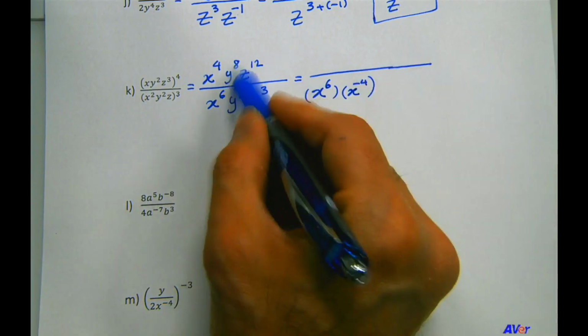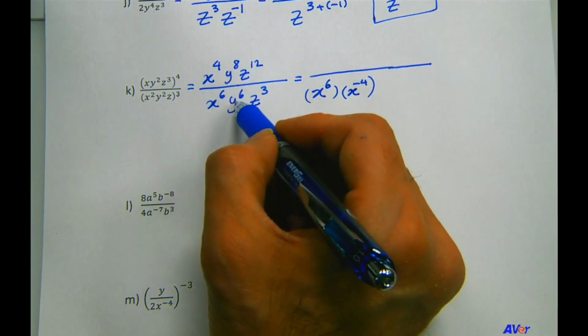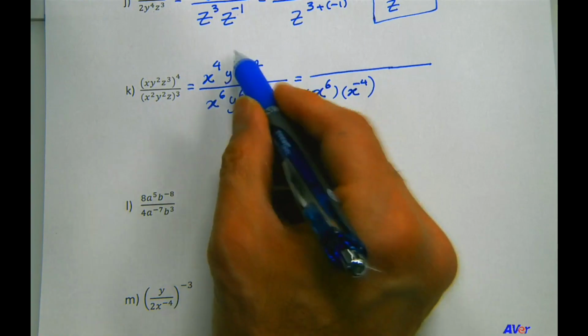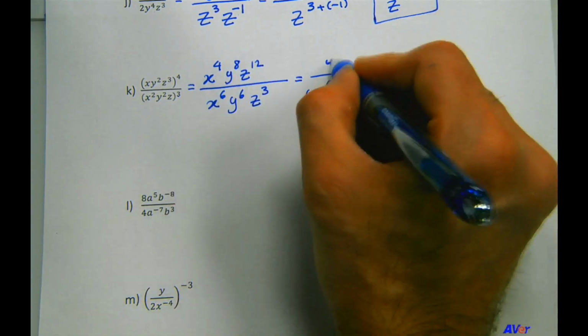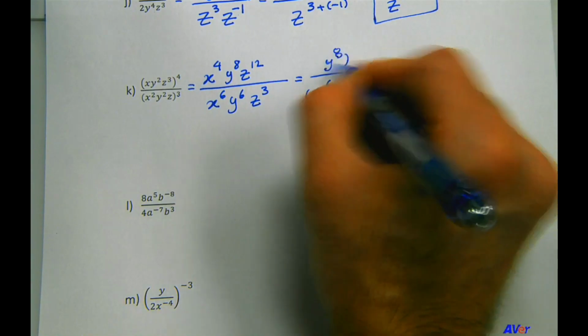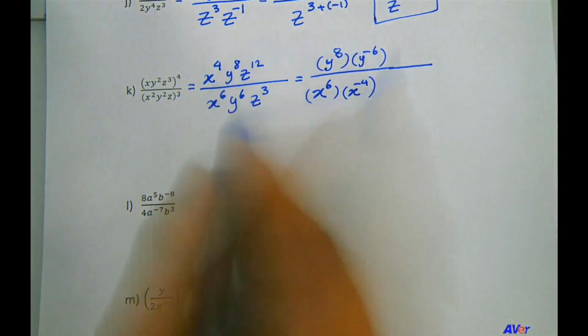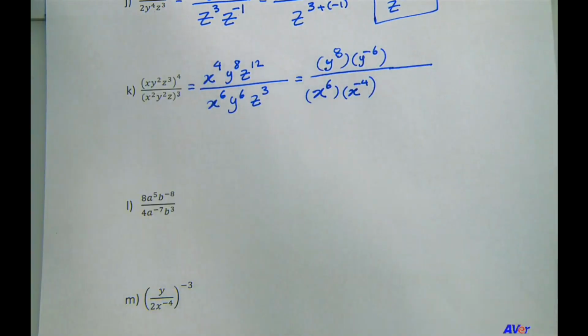Would you move y to the 8th down or y to the 6th up? If you said y to the 6th up, you're absolutely correct. So we'd move that: y to the 8th times y to the minus 6. And then we'll simplify in a second, right?